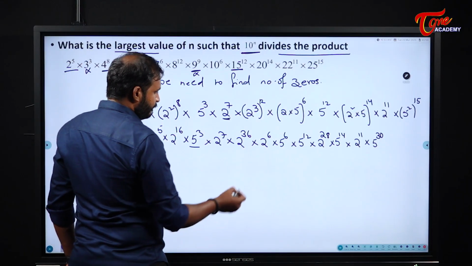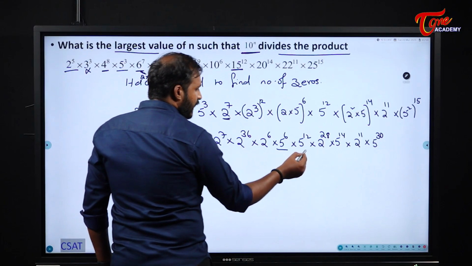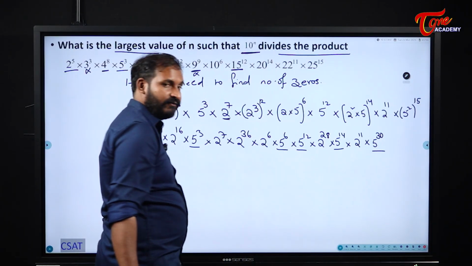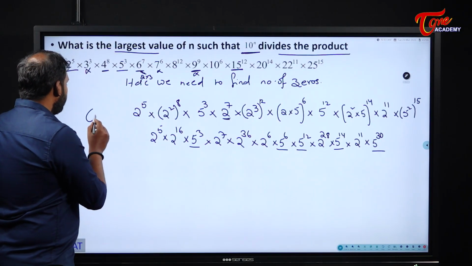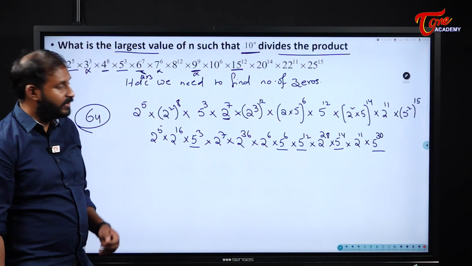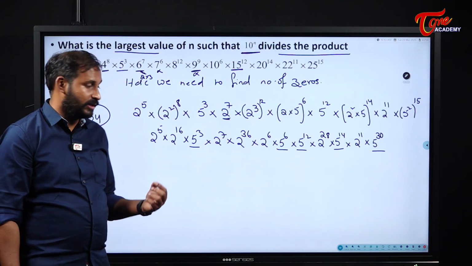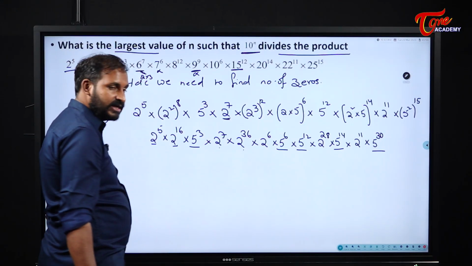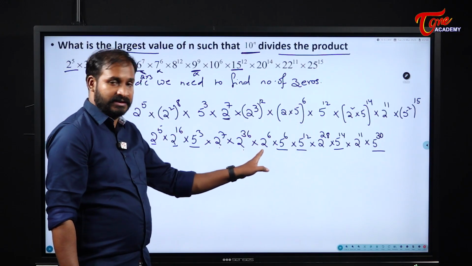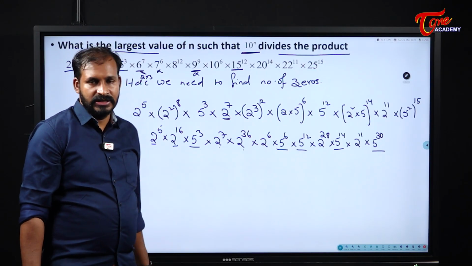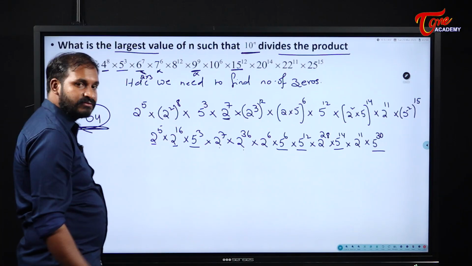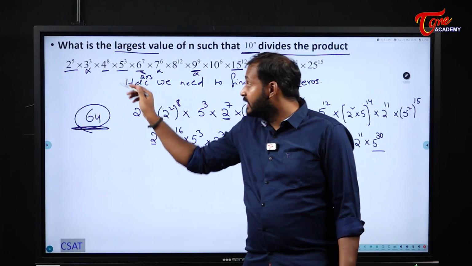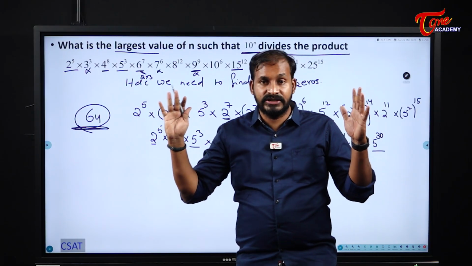So 3 plus 6, 9. 9 plus 12, 21. 21 plus 14, 35. 35 plus 30, 64. So in total we have 64 5s here. For time being, we will count the 2s also. 5 plus 16, 21, plus 7, 28, 28 plus 36, it is becoming 64, and here it is 70. So it is no use counting 2s. Anyway, the minimum power is for 5, so 5 to the power of 64. So the number of zeros, the largest value, in this product at last we will get 64 zeros.